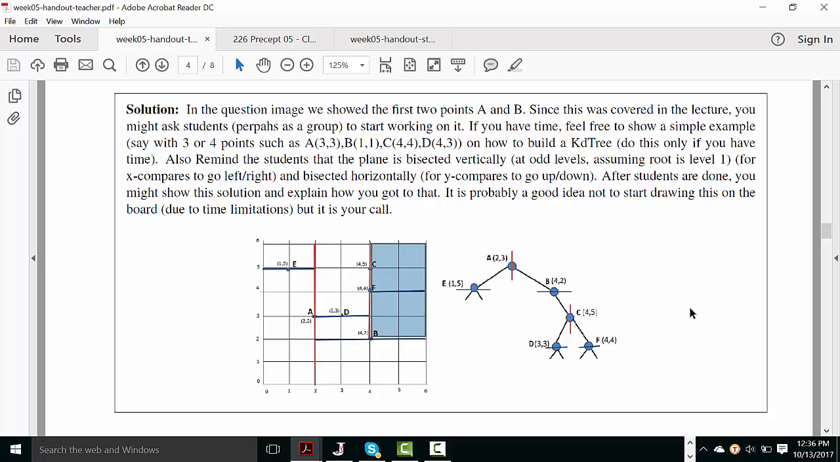All right. So again, let's review the bounding boxes. This is the bounding box for A. And this is the bounding box for B.